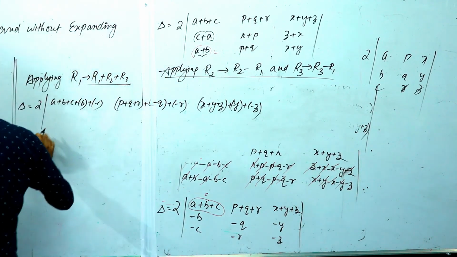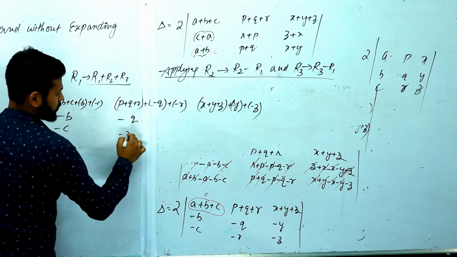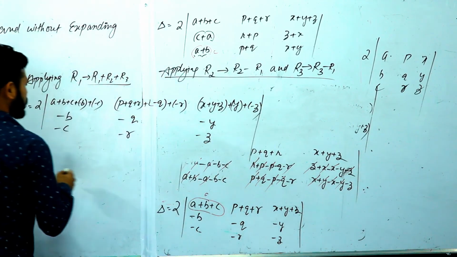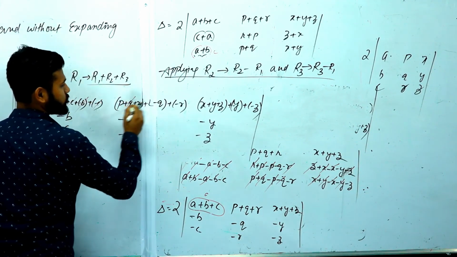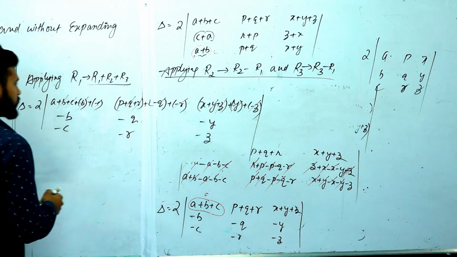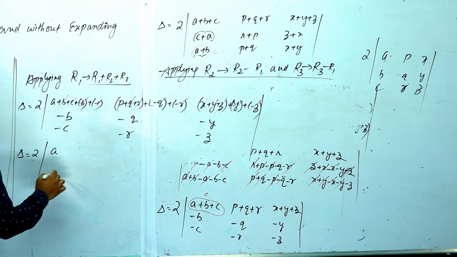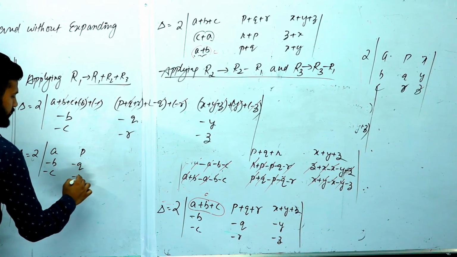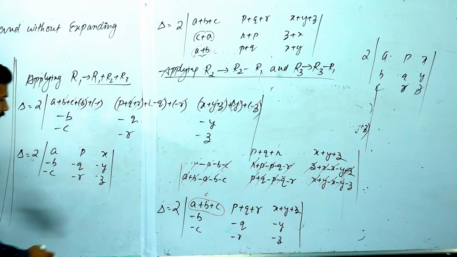Great. So what is the remaining part? Minus b minus c, minus q minus r, minus y minus z. So what we can see, plus b minus b, plus c minus c cancel, plus q minus q, plus r minus r cancel, plus y minus y, plus z minus z cancel. So what is left here? Delta is equal to twice of a minus b minus c, p minus q minus r, and here is x minus y minus z. Almost we are close to the answer now.